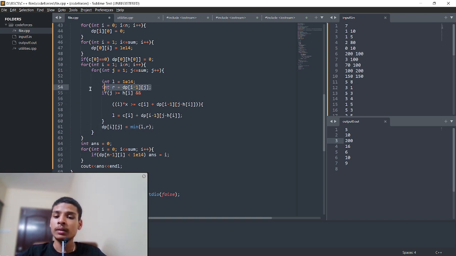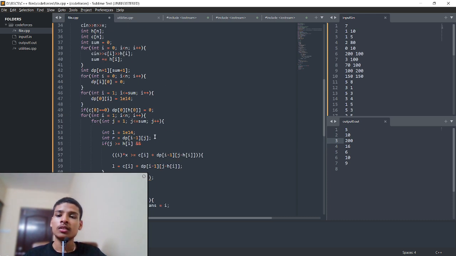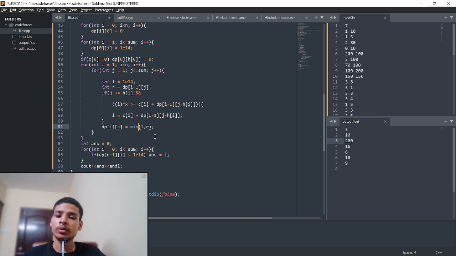minimum of the previous value, comma, the current value including the previous value, and if it is also greater than that number, then simply store the minimum of both numbers and try to find the answer. The maximum sum where you were able to find the better cost would be your answer. I think it is clear to you.